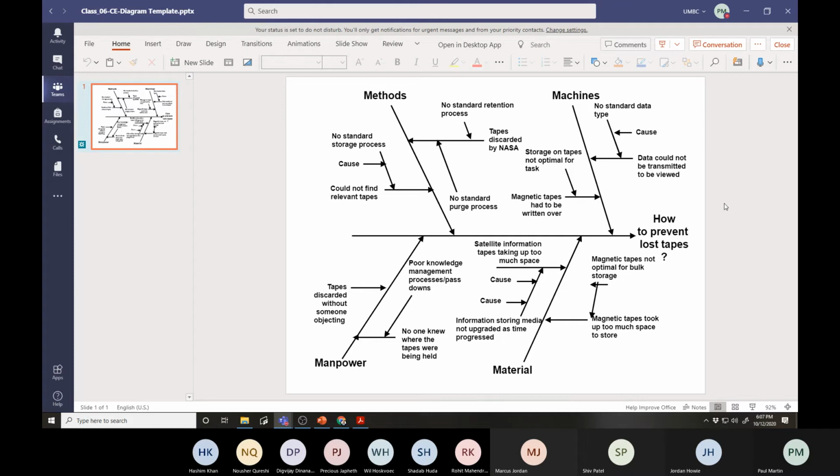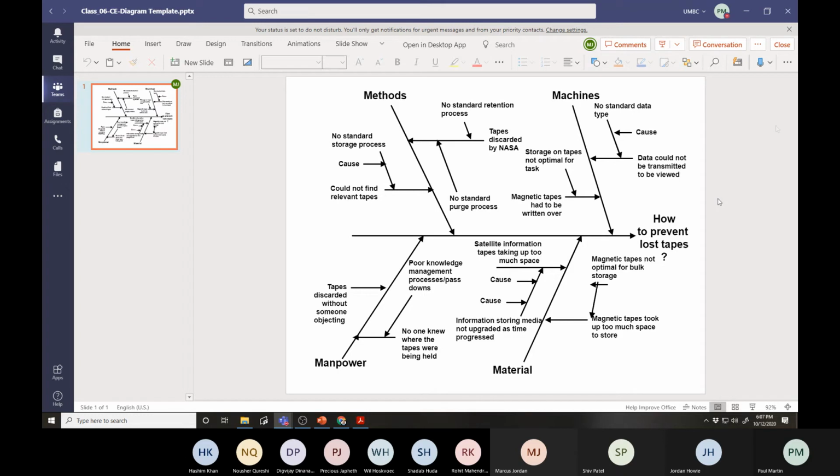Yeah, but we basically took the same approach as everyone else did. So for methods, they couldn't find the tapes when they needed to, and then the tapes were discarded. And I think both of those kind of came down to there was no standard retention process or purge. Right. No, that's absolutely the good answer. Yeah. The machines, the data couldn't be transmitted, and then all the issues they had with the magnetic tapes. So no standard data type to begin with, and then storage on the tapes wasn't optimal for the task, and that kind of boils down to the machines and kind of the material as well.